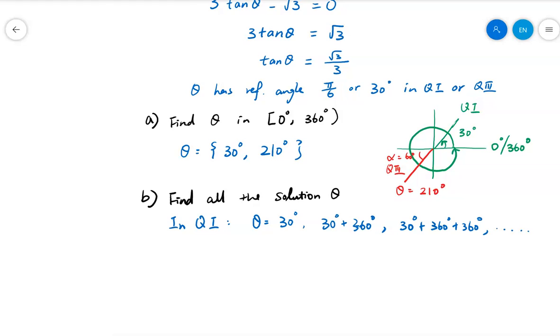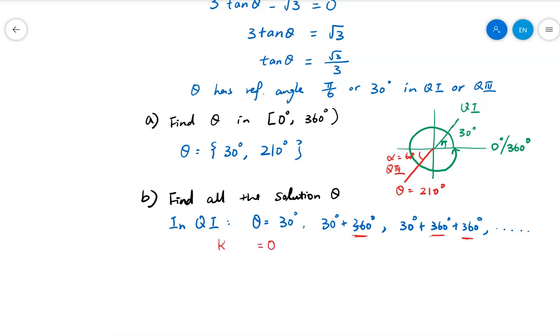I do not want to list out every single one of them, but I also want to list all the solutions. So that means I need a general form. Every angle I have in quadrant 1 always starts from 30. I can have 30 with no revolution, 30 plus 1 revolution, 360, 30 plus 2 revolutions, and continue. So I can assign an integer k.